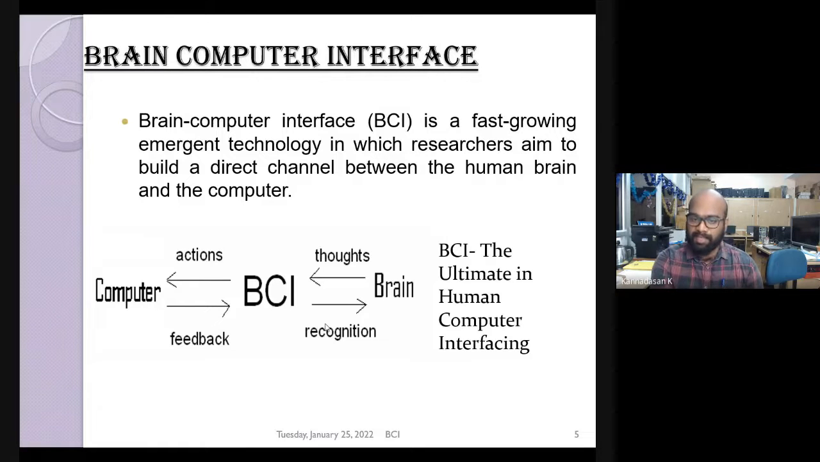We were with nothing, and then the computer came. With the computer, we were giving commands through typing or something. Then now we are into voice recognition technology. We'll be moving towards much more advanced technology with the help of brain computer interface.